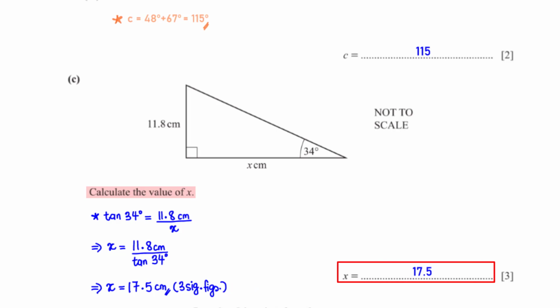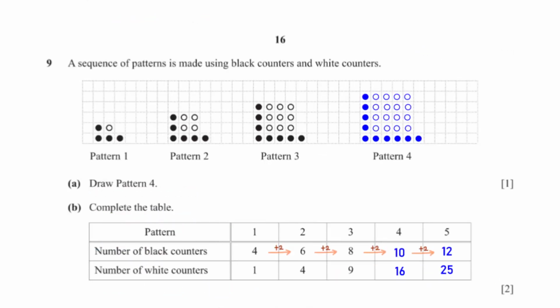A sequence of patterns is made using black counters and white counters. Draw pattern 4. Based on the previous patterns, the number of black counters in pattern 4 would be 10 and the number of white counters would be 16.